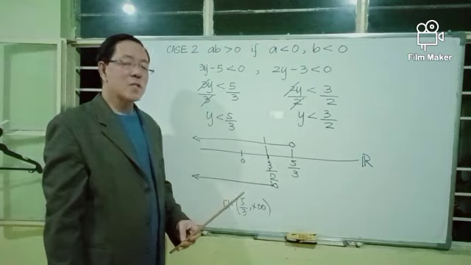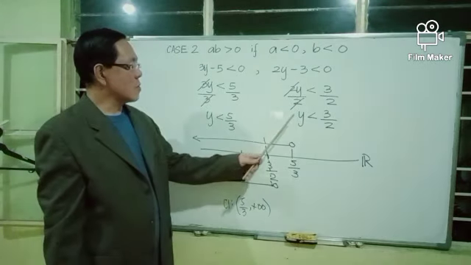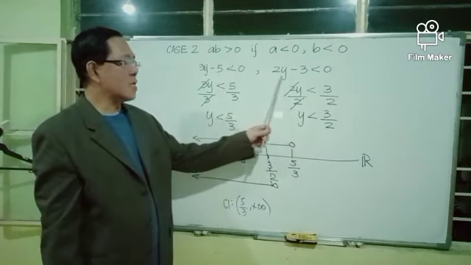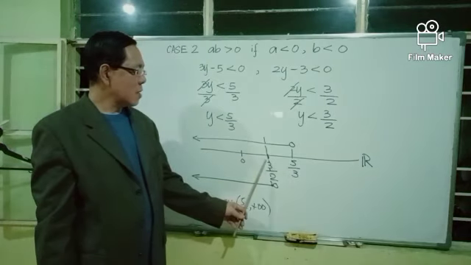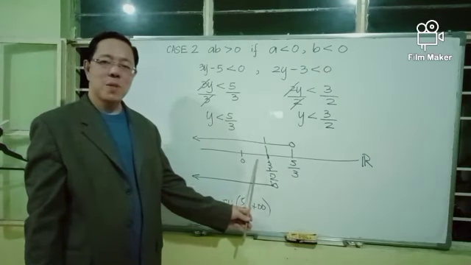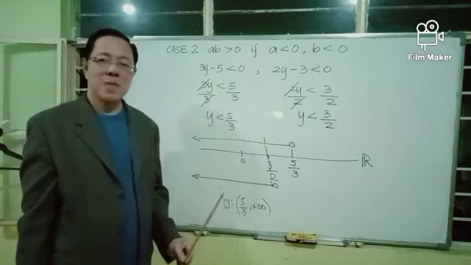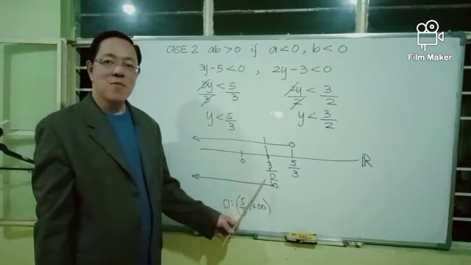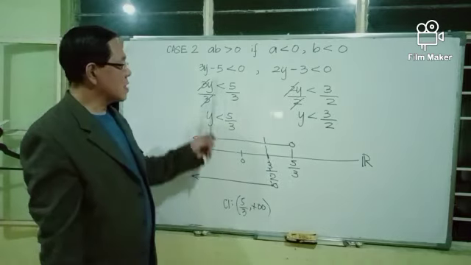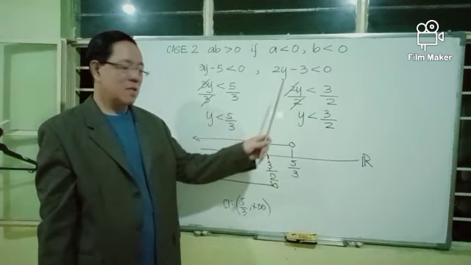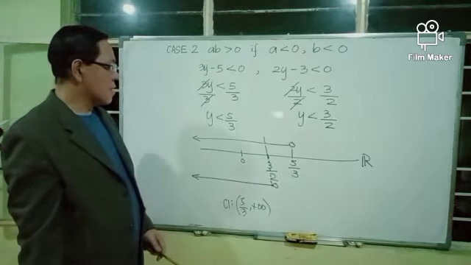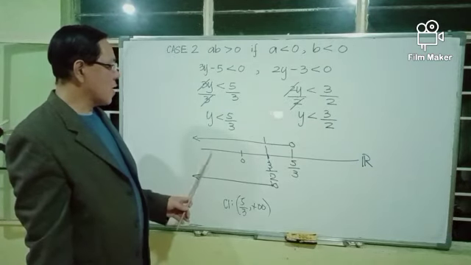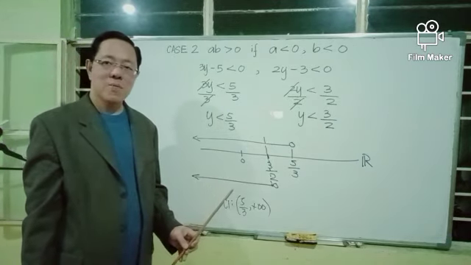The solutions common to the solutions of these two linear inequalities are the real numbers from 3 over 2 up to negative infinity. All the real numbers that are less than 3 over 2 will satisfy both of these inequalities. And we write the solution of case 2 using interval notation.